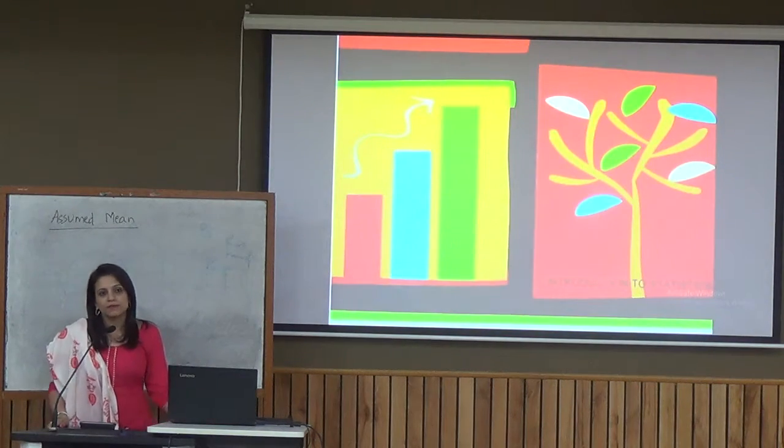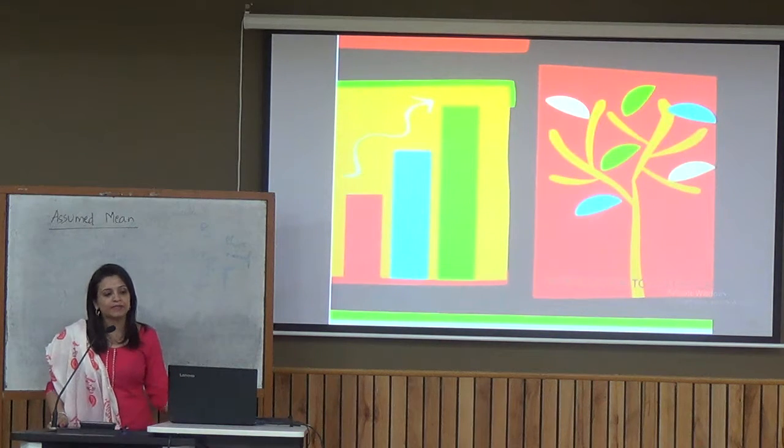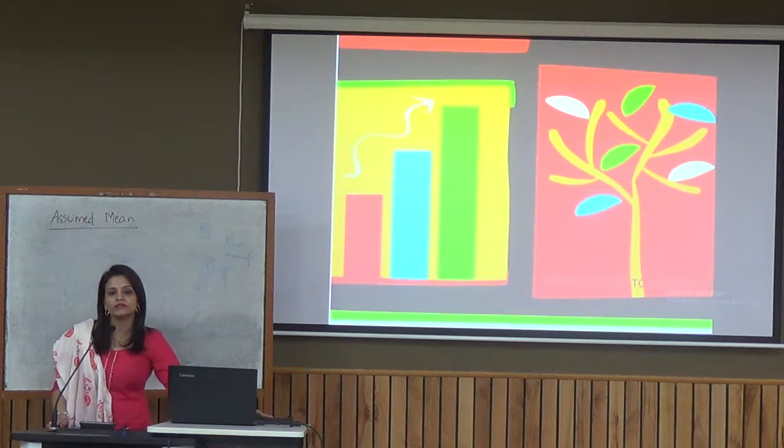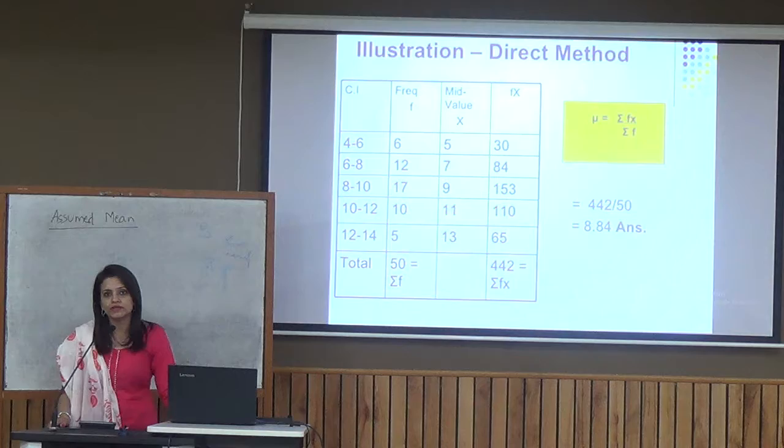In this chapter we're going to study the measures of central tendency, namely mean, median and mode, and then in the coming minutes we're also going to study cumulative frequency curves. Now assuming that we all know the concepts of mean, median and mode, let's quickly move on to study some of the methods used to calculate mean.